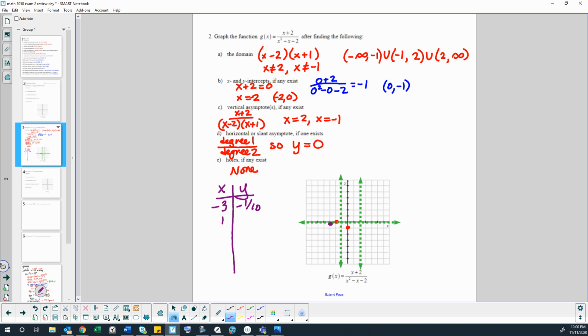Okay, let's maybe plug in 1. So 3 over -1 times 2. So -3/2. I feel like I need to be writing these out. My memory's not doing great today. So 1 and -3/2, so that would be about right there.